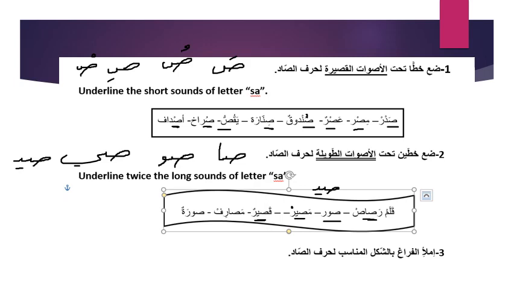Masarif, where is the letter Sa here? It's Sa. Then the last one is Surah. We have Sa and Wa. Su. So all of them, we underline them twice.